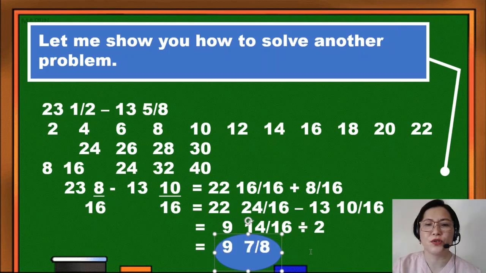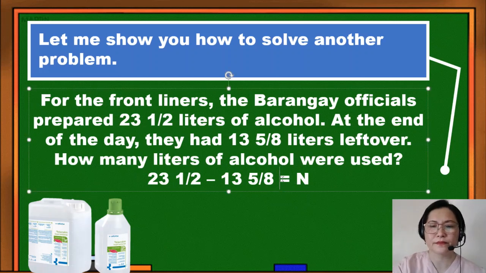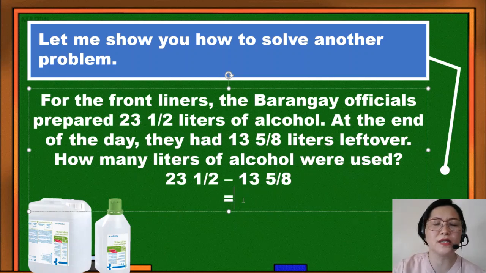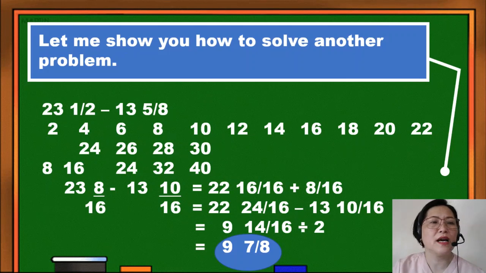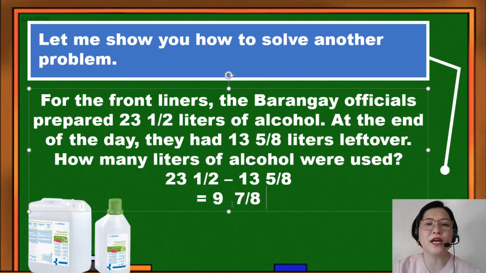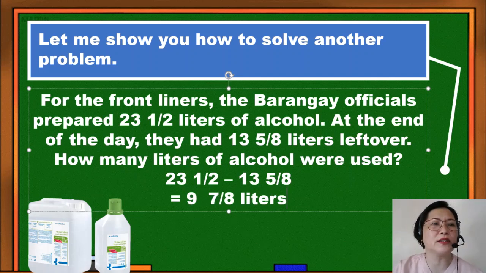So let's go back to the problem. 23 and 1/2 minus 13 and 5/8 equals 9 and 7/8. And what's the label for that? The label is liters. 9 and 7/8 liters.